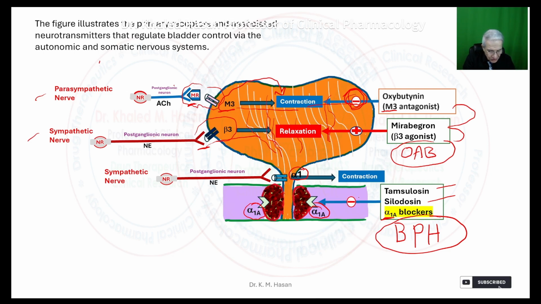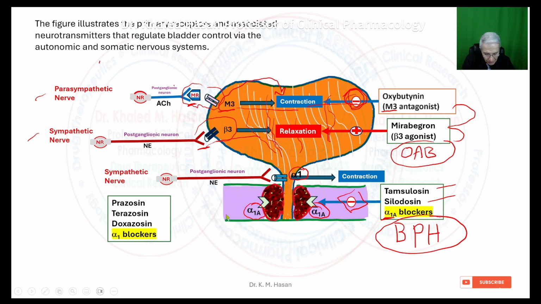Okay, so how do these medications work? Tamsulosin and silodosin block the alpha-1A receptor in the prostate and bladder neck. There is also a group of medications used for hypertension that could affect the bladder as well. Here, prazosin, terazosin, and doxazosin: can we use them for benign prostatic hypertrophy? The answer is yes, but.